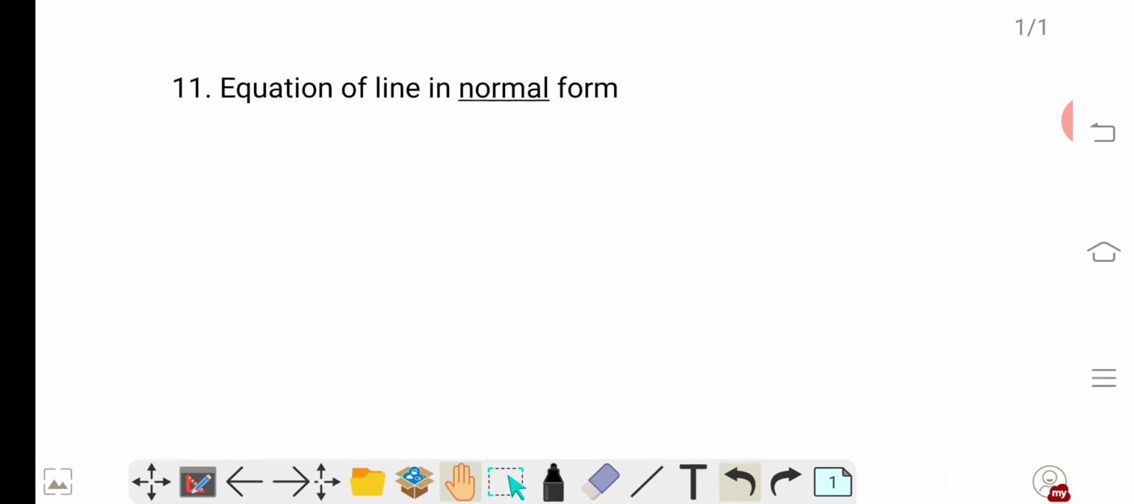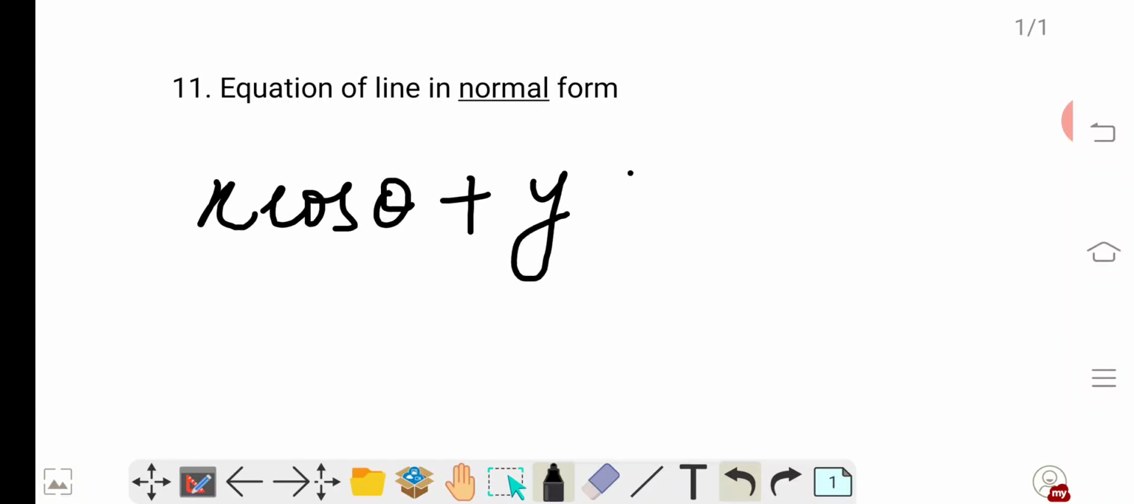Now the equation of a line in normal form will be x cos theta plus y sin theta is equal to p. So this is the equation of a line in normal form. That's all for today. Tomorrow we will discuss these formulas with the help of some examples.